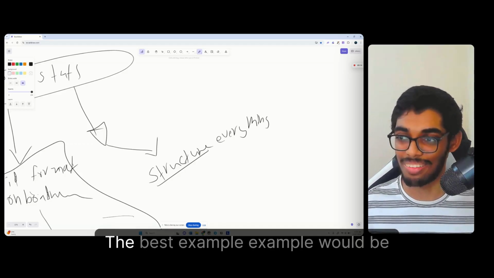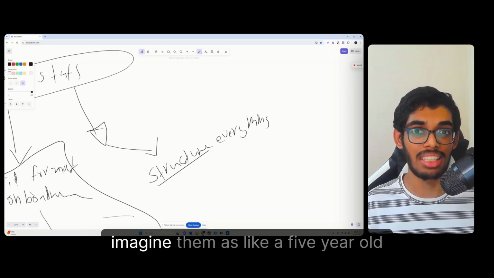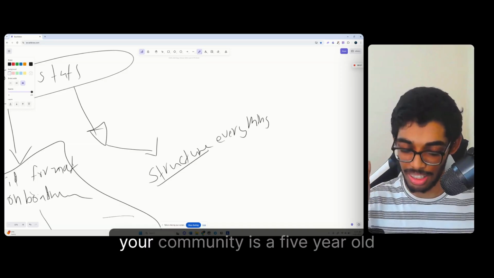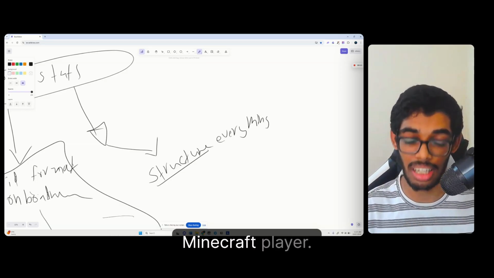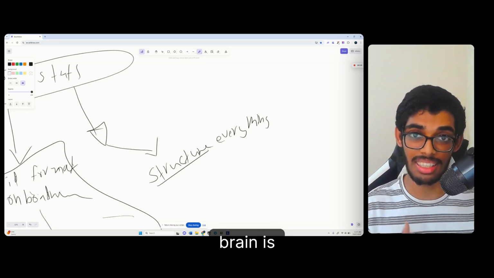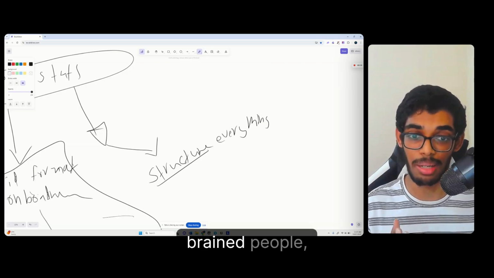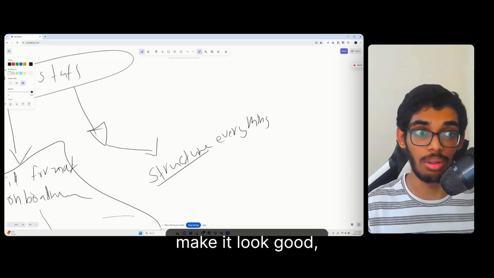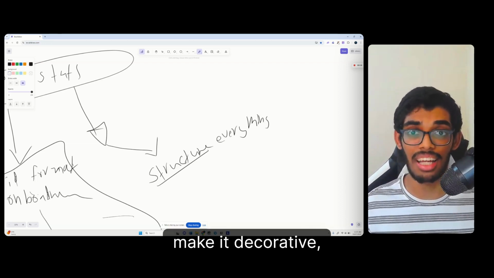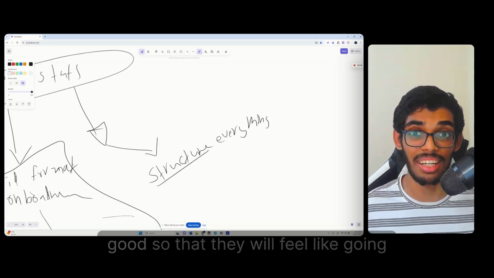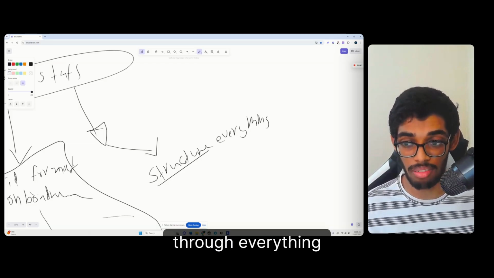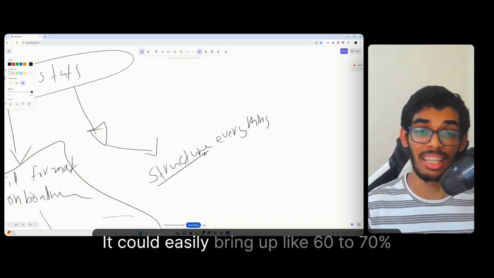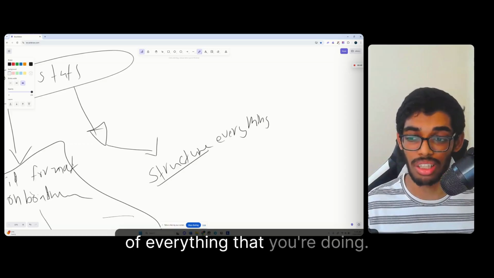The best example would be, imagine them as like a 5-year-old Minecraft player, right? Imagine your community is a 5-year-old Minecraft player. Their brain is like a goldfish brain, right? So what you're supposed to be doing is make it smooth, make it look good, make it attractive, colorful, decorative, and really good, so that they will feel like going through everything. And just structuring everything could easily bring up like 60 to 70% of everything that you're doing.